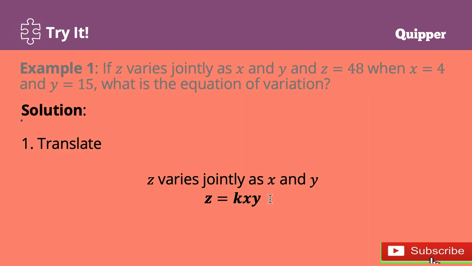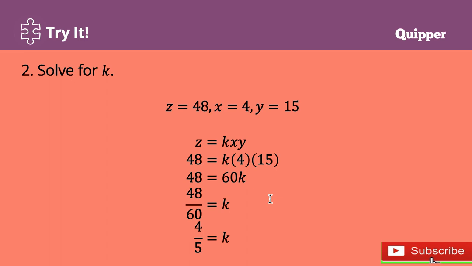Okay, after we translate, we are going to solve for the value of k. And we will be using, of course, the values given for z, x, and y. This is our mathematical statement: z is equal to kxy. Then substitute the necessary values.